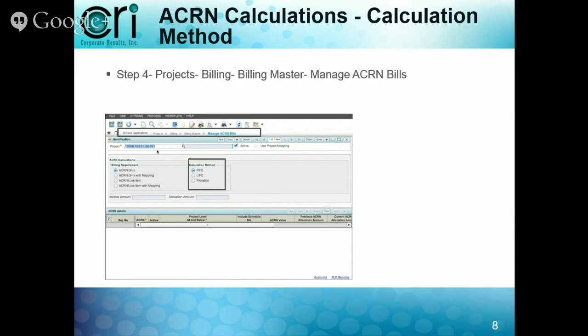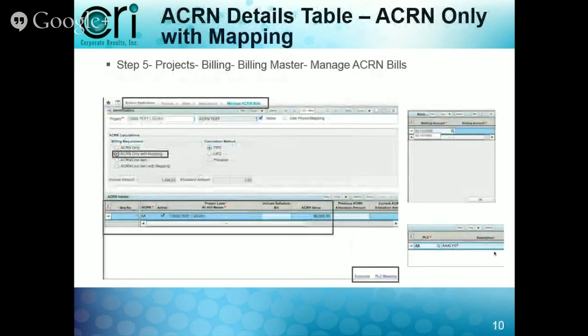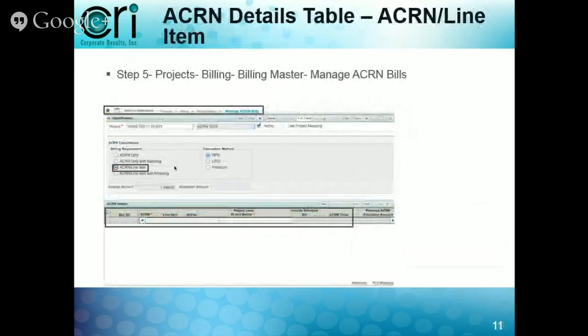The invoice amount and invoice or allocation amount fields that you see on the screen will only display after a particular ACRN bill has been calculated. So you won't see anything in those fields until after you actually calculate the ACRN bill. So again, these screens are just basically going back through what I had just talked about. And you can see here the various parts and pieces of doing a particular screen, okay?